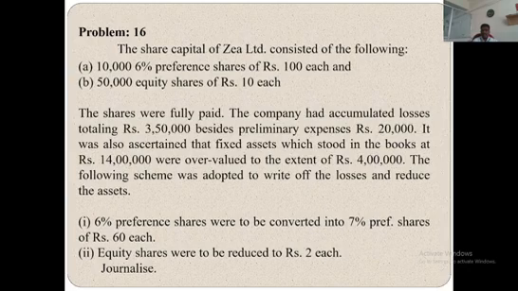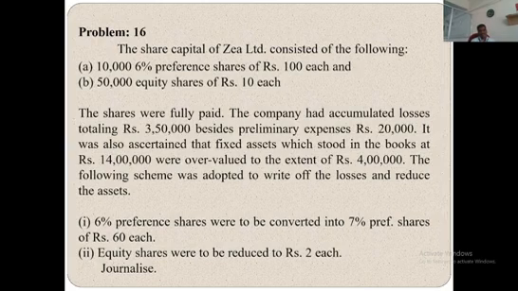The company having losses totaling 3,50,000 accumulated losses and preliminary expenses 20,000. It was also ascertained that the fixed assets, which should be in the books at 14 lakhs, were overvalued to the extent of rupees 4 lakh. The following scheme was adopted to write off the losses and reduce the assets. First, 6% preference shares were to be converted into 7% preference shares of rupees 60.